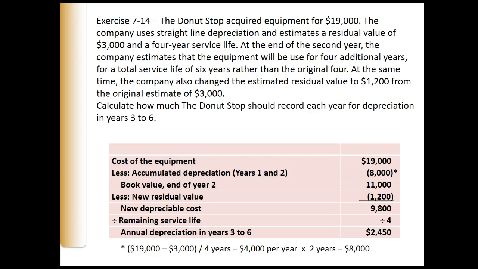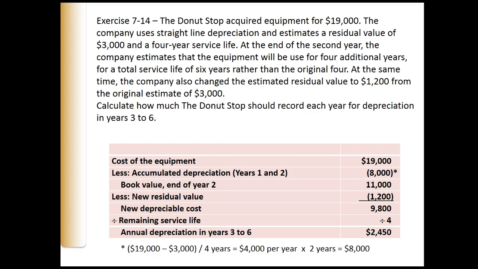So basically, going back to here, how much would the donut shop record each year for depreciation in years 3 through 6? Well, the cost of the equipment minus the salvage value, divided by 4 years, would be $4,000 per year. So for the first 2 years, we would have taken $8,000 in depreciation. So the book value at the end of year 2 would be the $19,000 minus the $8,000, which would give us $11,000 of book value.